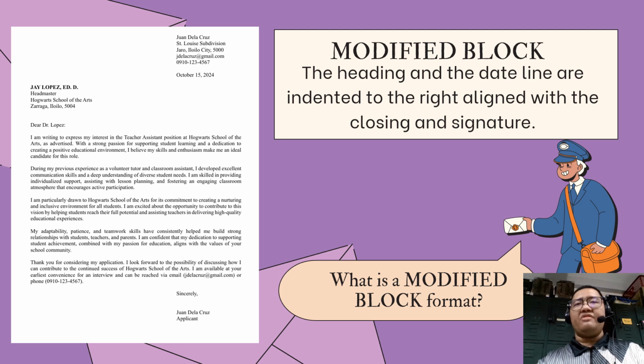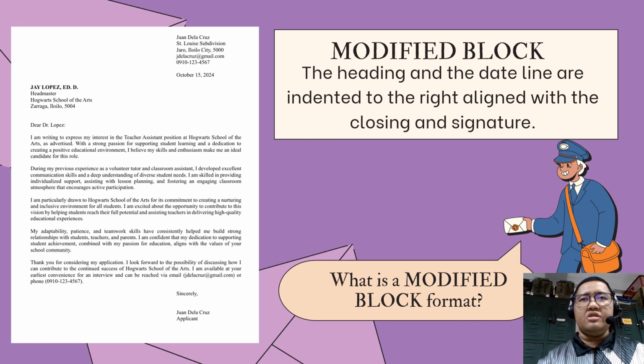The next format is the modified block format. The heading and the date line, together with the closing and the signature, are aligned to the right. So they are pushed to the right. Still, there's no indentation in the paragraphs. Always take note that when we are making our cover letter, for both modified block and block format, we use a colon. The colon is the two dots after the salutation, as in Dear Mr. Lopez, colon, instead of the usual comma that we use when making a friendly letter.